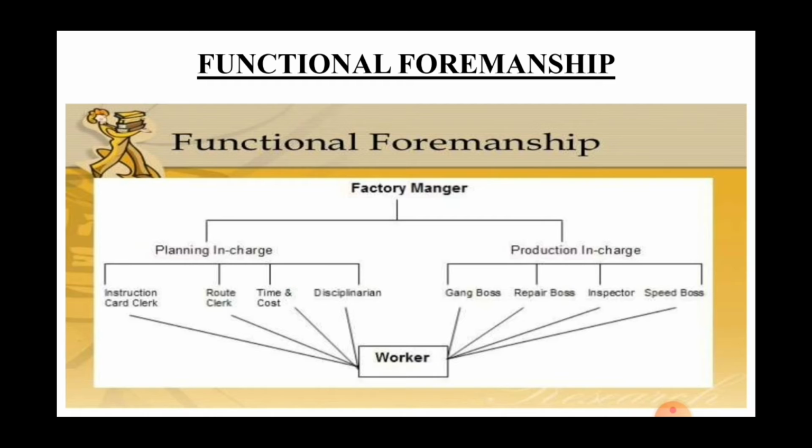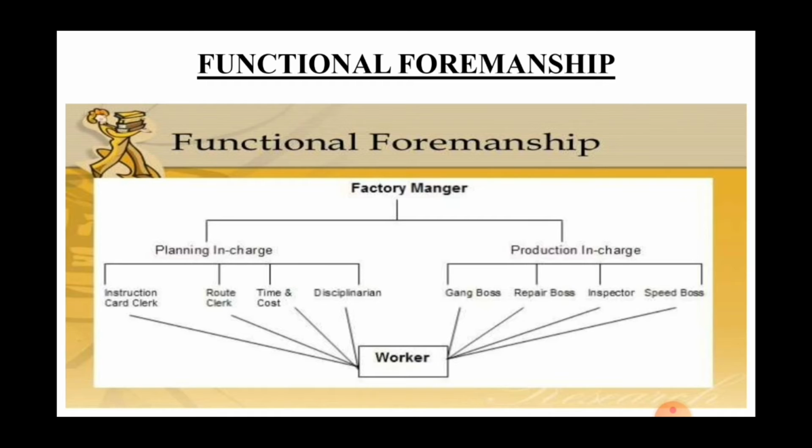Instruction card clerk, he lays down the instructions to the workers, describing the manner of doing the work. Route clerk, he gives the instructions about the way in which the work is to be done. He fixes the route of production, the route through which the raw material has to pass, and the sequence of the operations. Time and cost clerk, he determines the standard time for completion of work, sets the timetable for doing various jobs, and maintains records of the work.